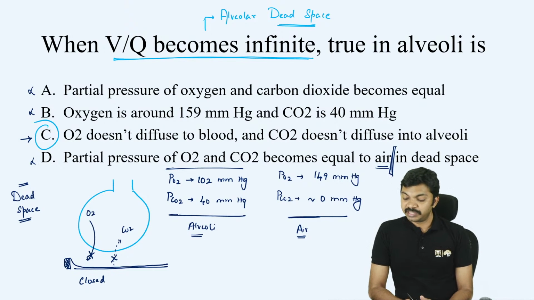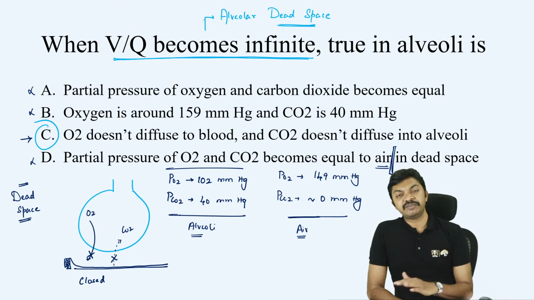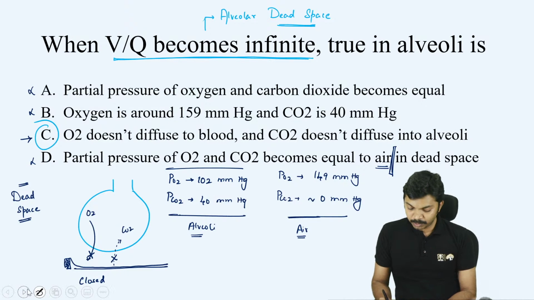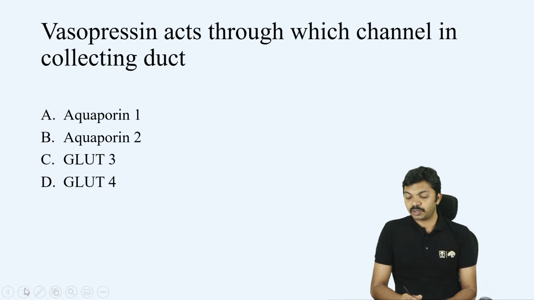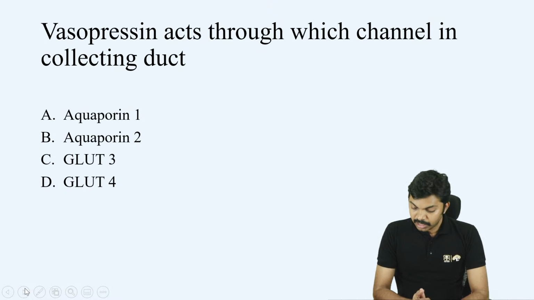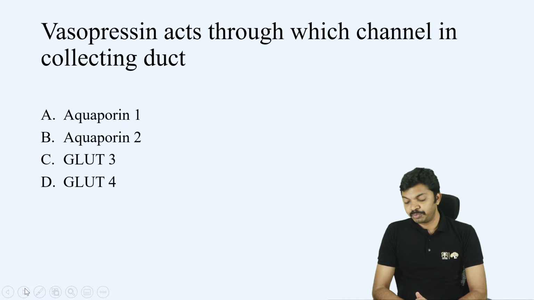Alright. Oxygen doesn't diffuse to blood. Carbon dioxide doesn't diffuse to alveoli. That is exactly what is happening in dead spaces, doctors. That's it. Coming to the next question. Vasopressin acts through which channel in collecting duct? Aquaporin 1, 2, GLUT 3, GLUT 4.